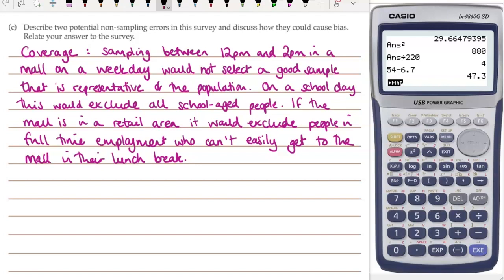Okay, the second one, because we've been asked to do 2 potential non-sampling errors, we can talk about the fact that this was done by an interviewer, so that could influence either the way that questions are asked or responded to.